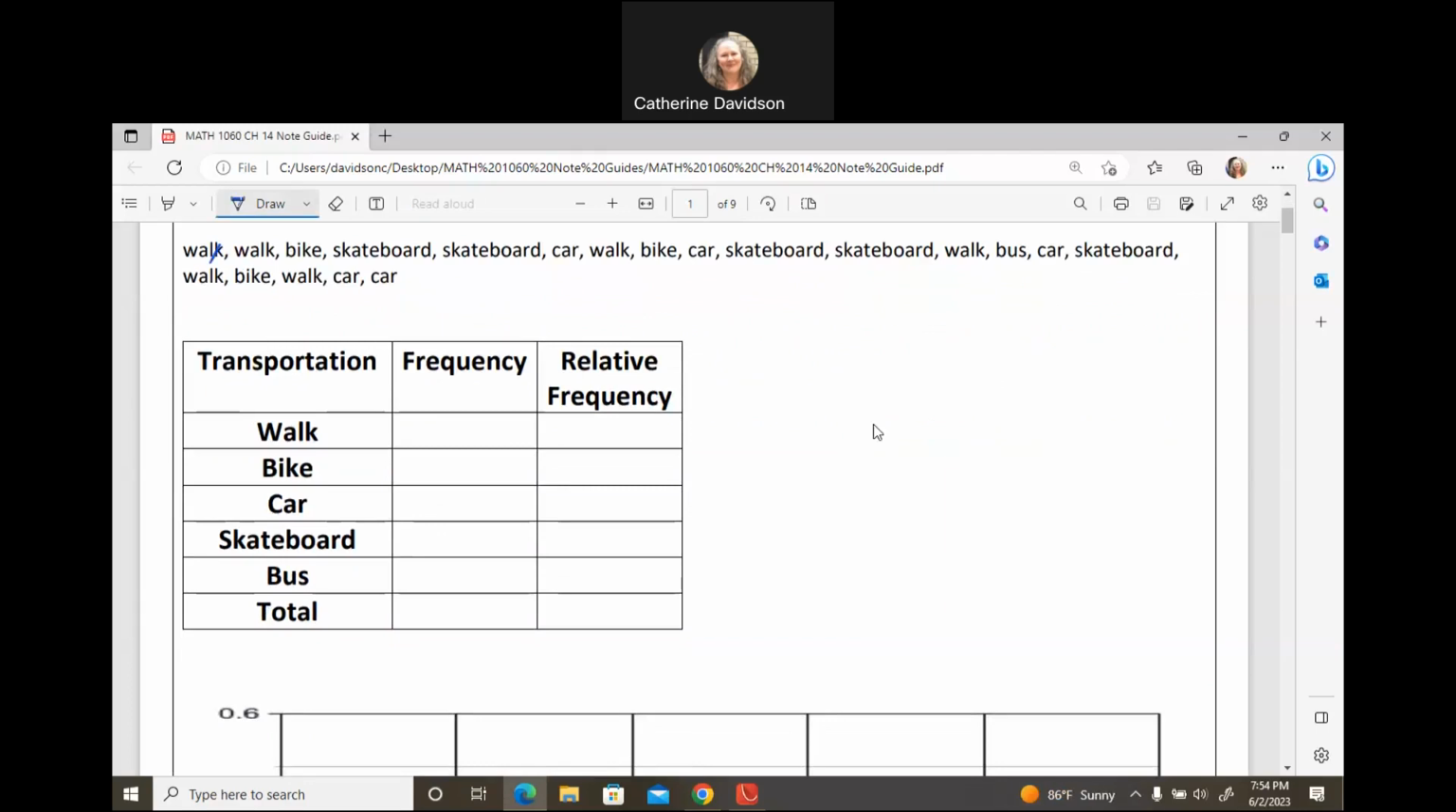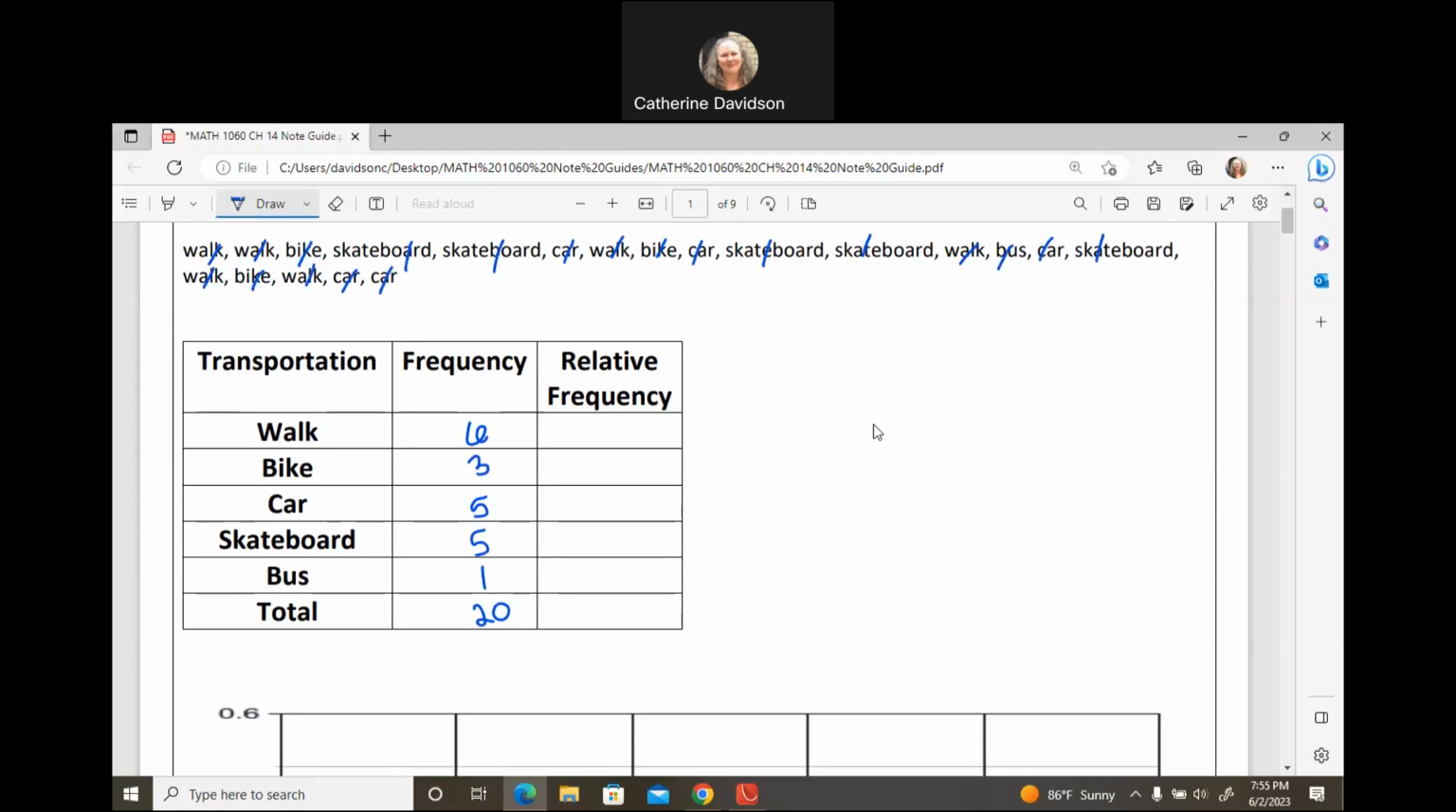So we're looking at walk: 2, 3, 4, 5, 6. Bike is 1, 2, 3. Car is 2, 3, 4, 5. Skateboard 1, 2, 4, 5. And how many took the bus? 1. All right. So let's just total this up real quick. That totals up to 20, which matches up with what we have.